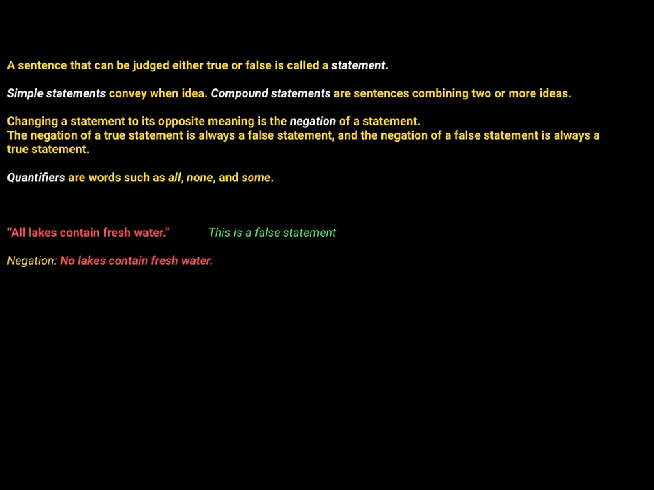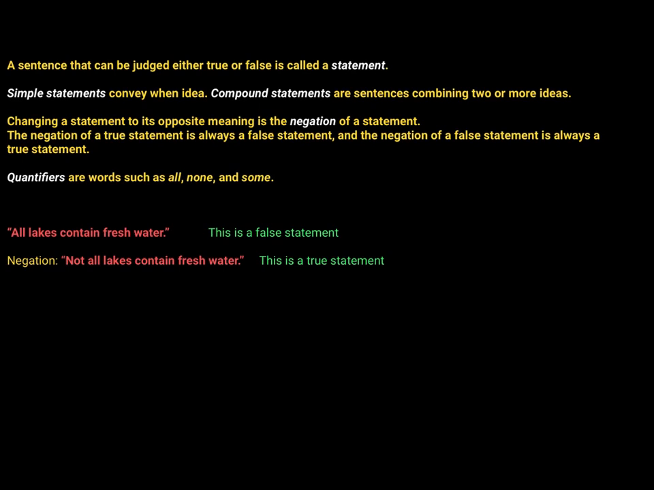So what is the negation of all lakes contain fresh water? Now remember, whatever we propose must be a true statement. So the negation can be written this way: not all lakes contain fresh water. This is not the only way to express the negation. You could also say at least one lake does not contain fresh water, or some lakes do not contain fresh water, right? But this is a true statement.